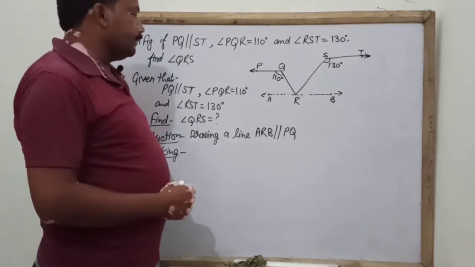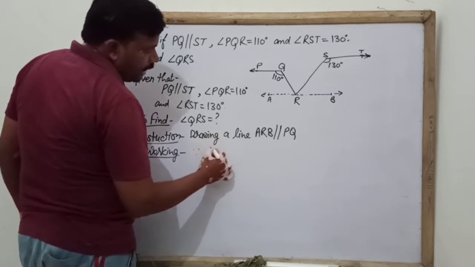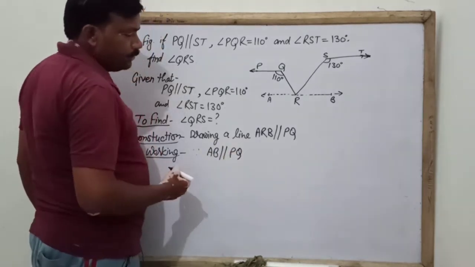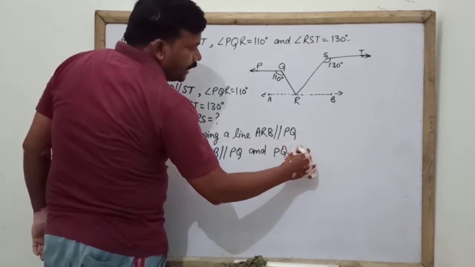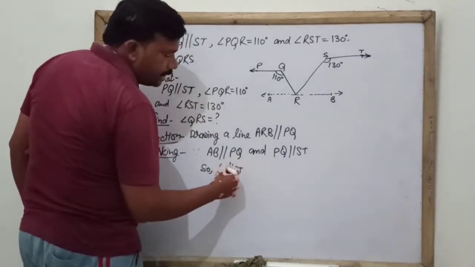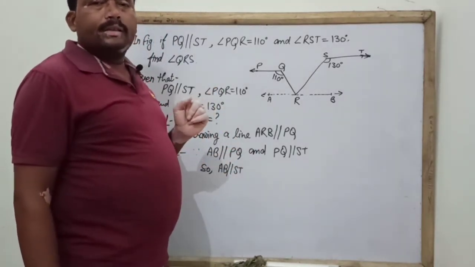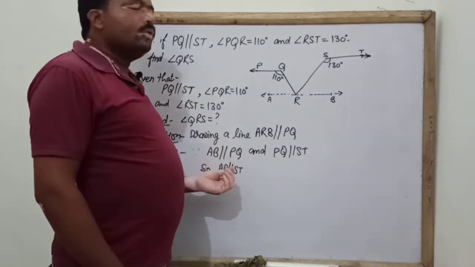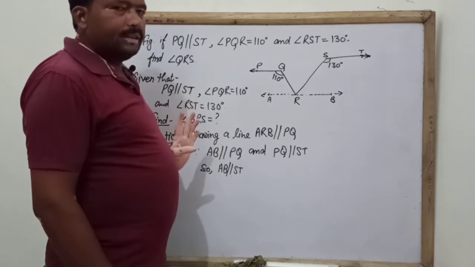What is working? Since ARB means AB parallel to PQ and PQ parallel to ST, so AB is also parallel to ST, means a line which is parallel to two lines, then those two lines are also parallel. It is known by us in the previous section. So this is also parallel.